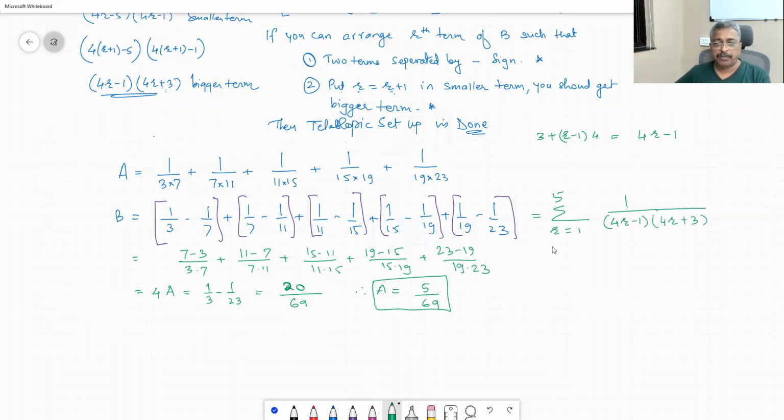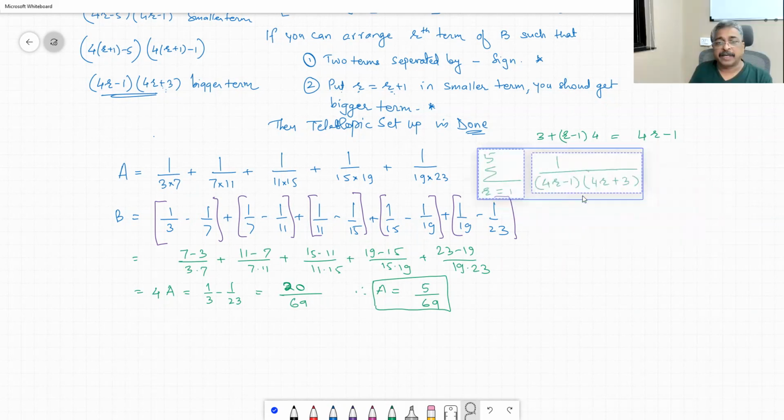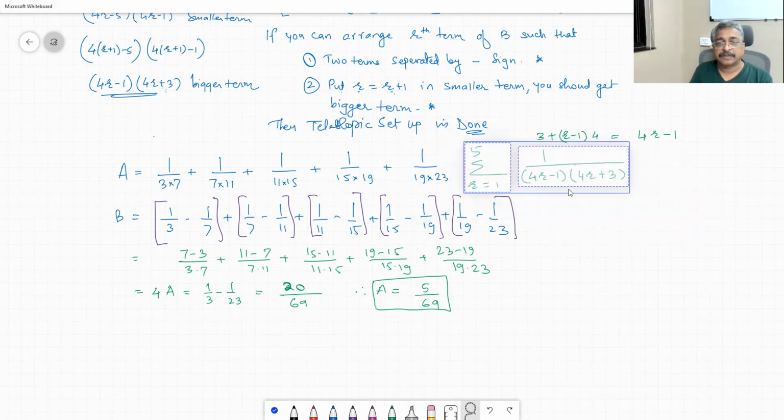Sorry, this is not B, this is A. I have a facility to shift it upstairs. This is A. Good. So I saved something. Something I have saved. This is A.